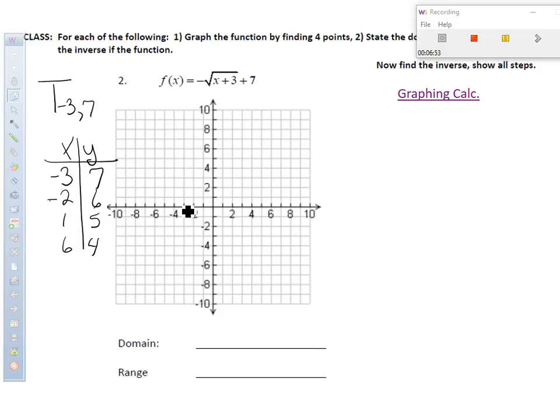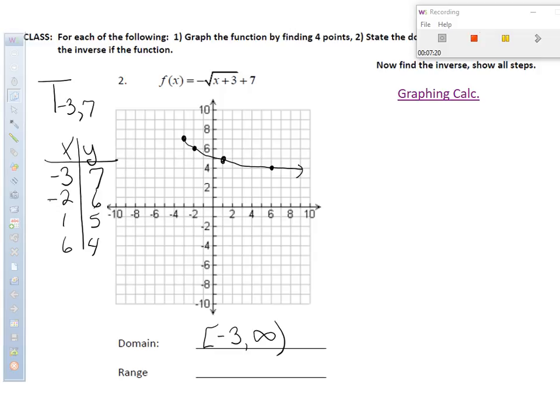Let's graph those real fast. So I've got negative 3, 7. Negative 2, 6, 1, 5, and 6, 4. Now remember, it starts there and goes that way. There's nothing up here, so don't continue that on. My domain, negative 3 to infinity.